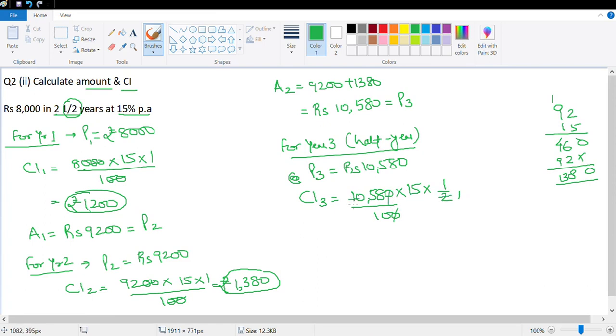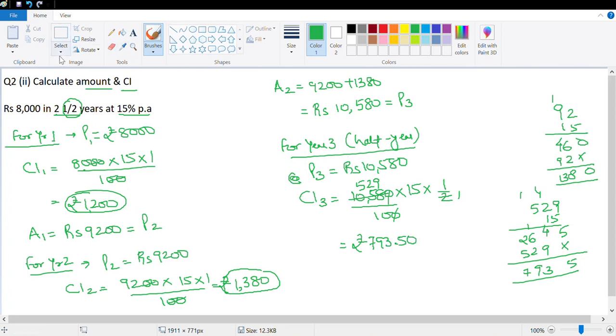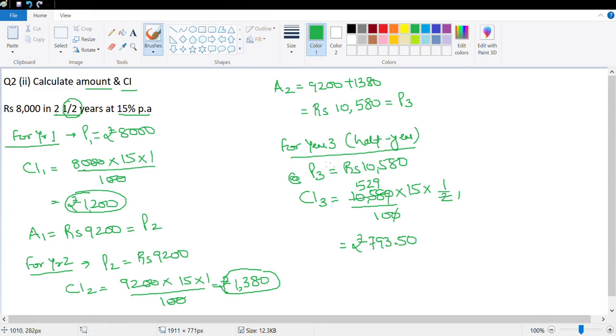This is 2,1, this is 2,529. So that's 529 into 15 upon 10. Let's multiply. So 529 into 15, that's 5 into 9, 45. 10 plus 4, 14. 25 plus 1, 26. That's 9 to 5. That's 5. 9 plus 4, 13. That's 9. That's 7. So this is rupees 793.50. Like I said, when we talk about money, we give answer up to 2 decimal places. So that's our compound interest for the third term.